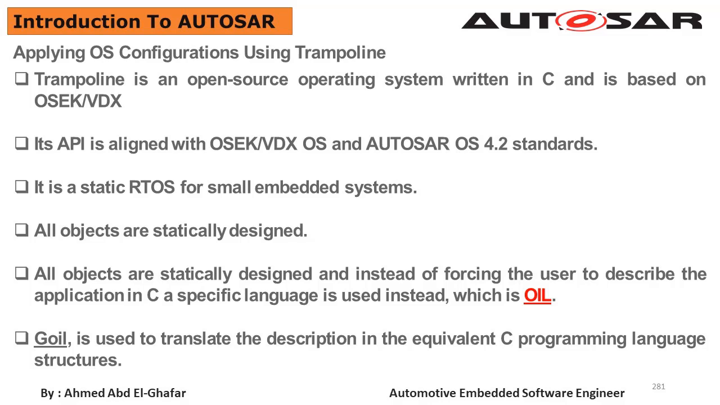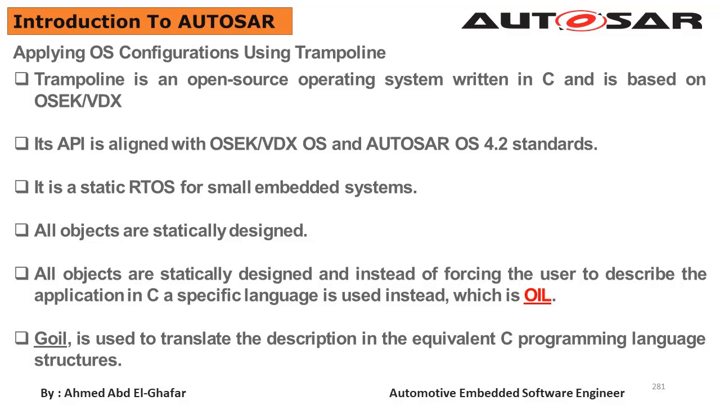Hi everyone, in this lecture we will illustrate the Trampoline operating system. Trampoline is an open source operating system written in C and is based on OSEK/VDX with real-time constraints. Its API is aligned with the OSEK/VDX OS and the AUTOSAR OS version 4.2 standards. It is a static RTOS for small embedded systems.